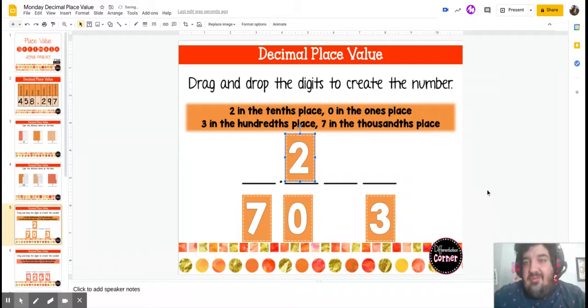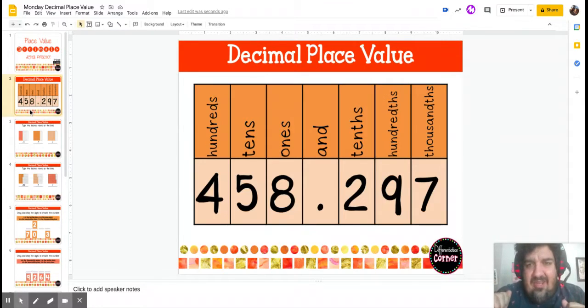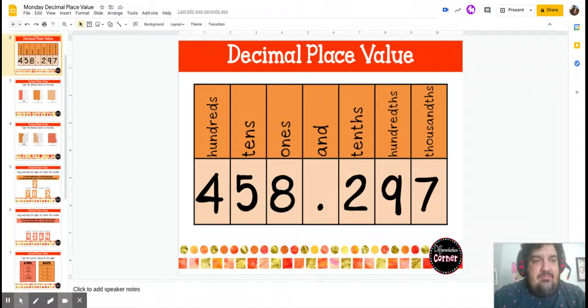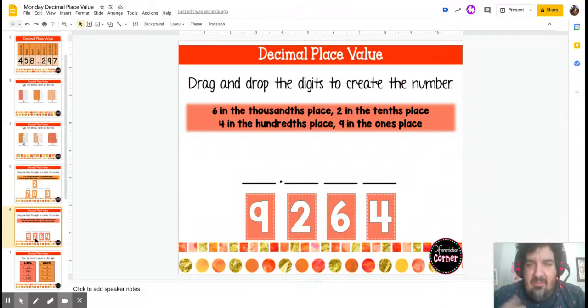So that's already done for you. Now you have to figure out where the 7, 0, and 3 go. I think you guys can do that. We're going to move on from this page. Again, please make sure you read that. Make sure you look at your decimal point. And if you ever need to go back to slide 2, this is a great anchor chart for you to look at. All right, let's keep on going.